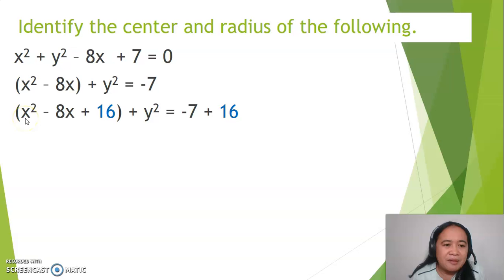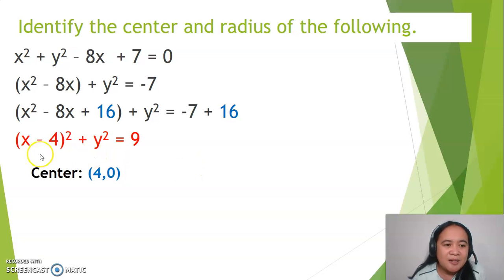So with this, rewrite this to binomial form. The square root of x squared is x, the square root of 16 is 4, the sign of the second term is negative, then y squared equals 9. At this point, we can already identify the center, which is positive 4 and 0, while the radius is the square root of 9, which is 3.